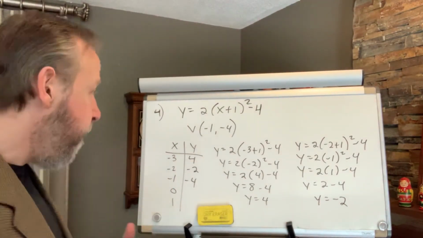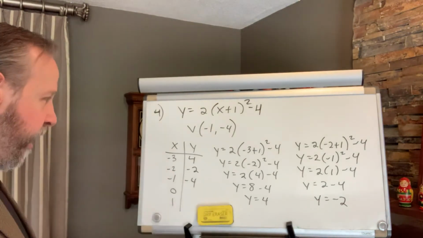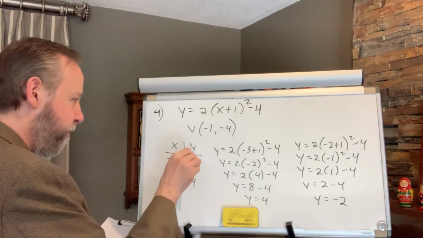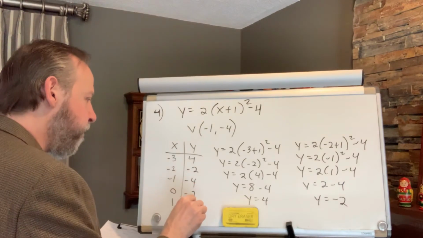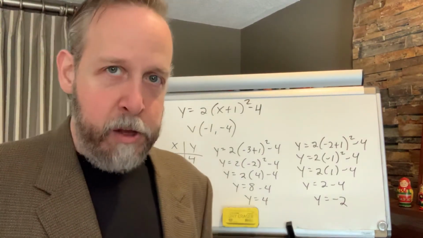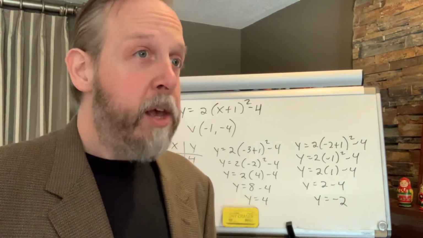I'm going to have faith that my values are so far correct, and I'm going to fill it out for symmetry. So if that was 4, -2, -4, I'm going to have another -2 and then a +4. If you are, again, in doubt of anything you've done, just continue to plug in the inputs to make sure you get the right outputs.